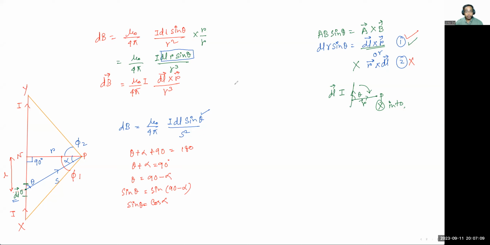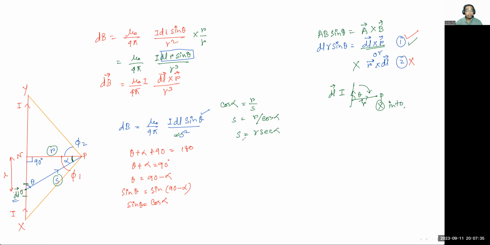Now what about cos alpha? From this triangle, again the same triangle, alpha is this angle. So cos alpha means base by hypotenuse. Base is R, hypotenuse is S. So simply it's R by S. From this, we can substitute S. So S is going to be R by cos alpha, which is basically R sec alpha.